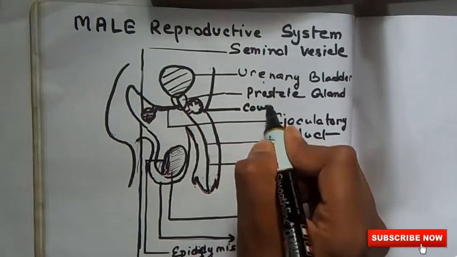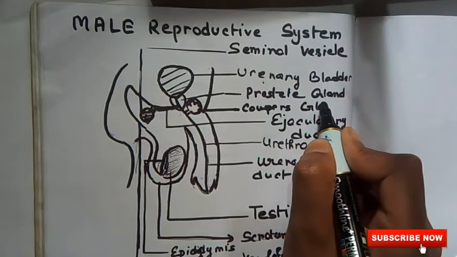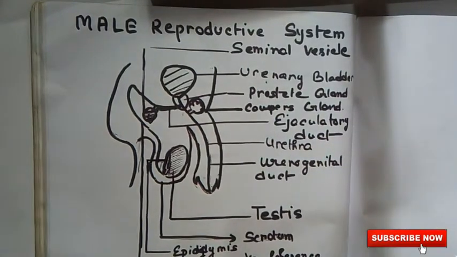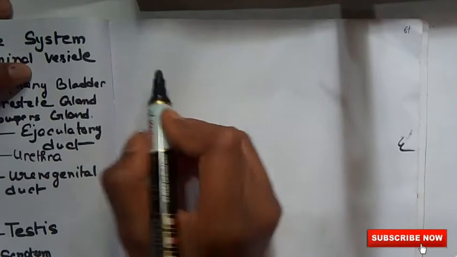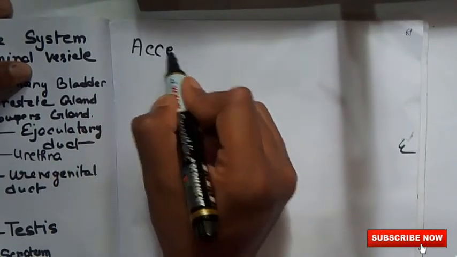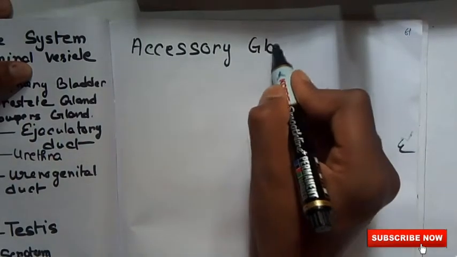Cowper's gland. Okay, so there are three accessory glands which are present in the male reproductive system. They are number one, seminal vesicle.